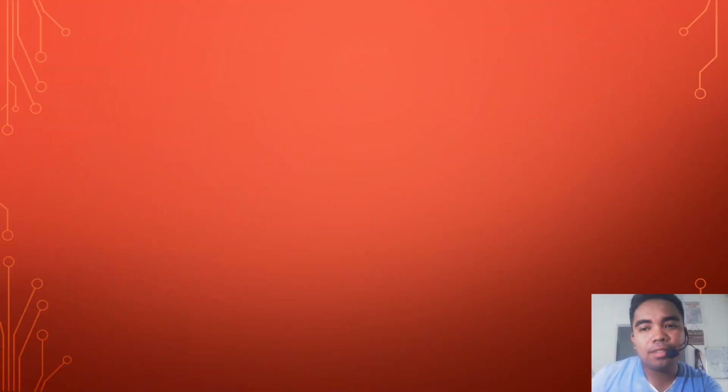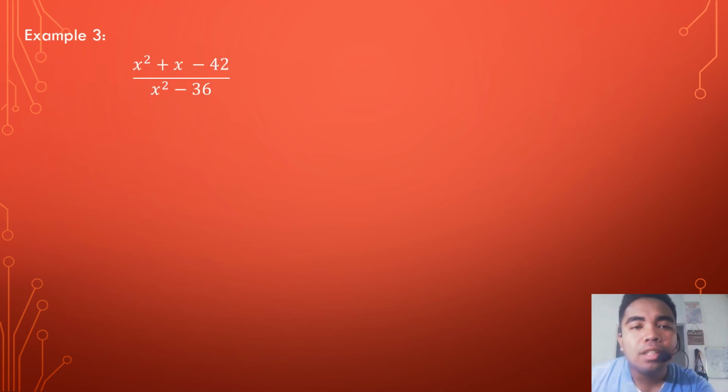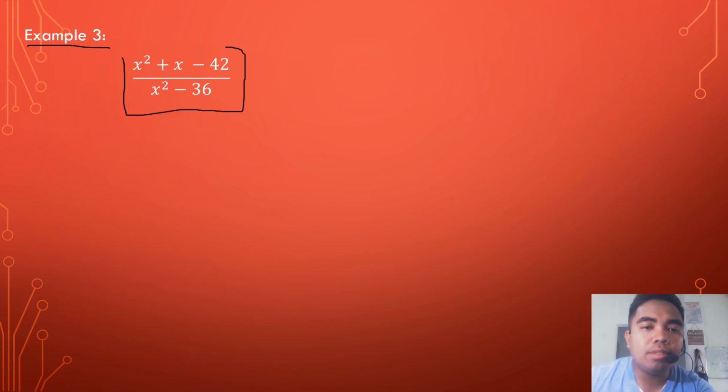Next, we have example number 3. As you can see, we have trinomial sa taas and then binomial sa baba. So, identify muna natin anong klaseng factoring method ang pwede natin ma-apply in factoring this expression. Sa taas, sa numerator, we have x squared plus x minus 42. Ang pwede natin magamit na factoring method is factoring general trinomial or factoring trinomial with leading coefficient equal to 1. Kasi 1 naman ang nasa leading coefficient natin dito.